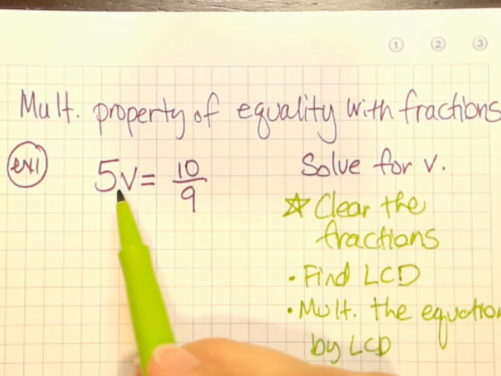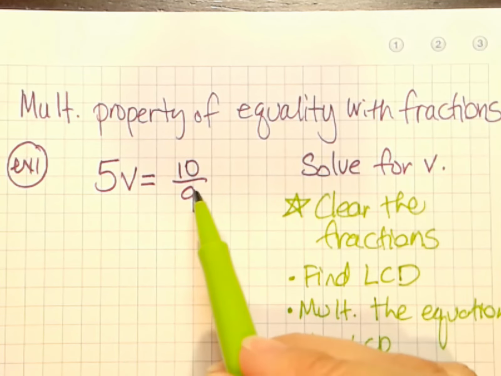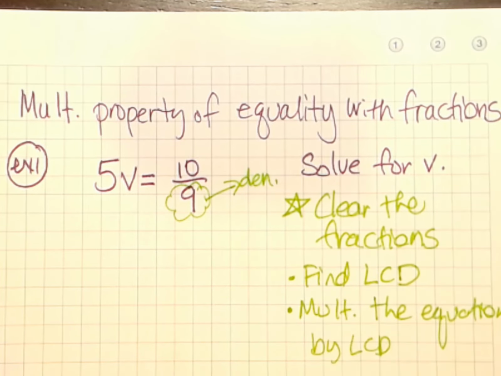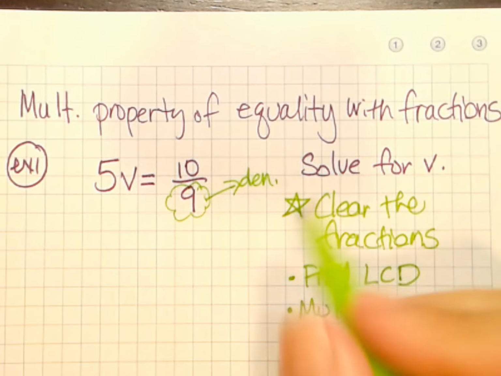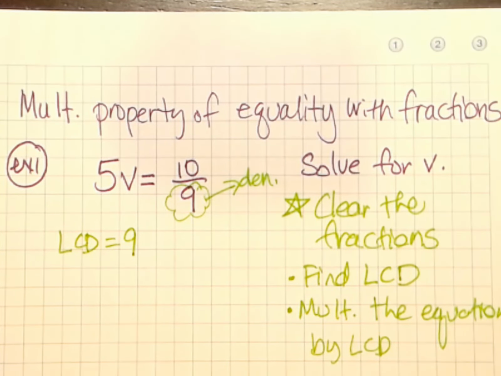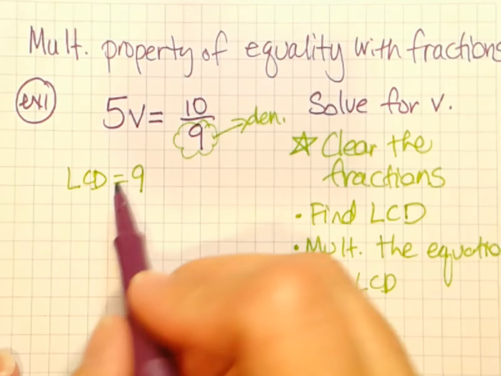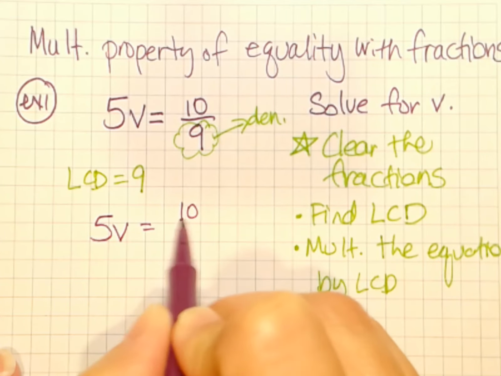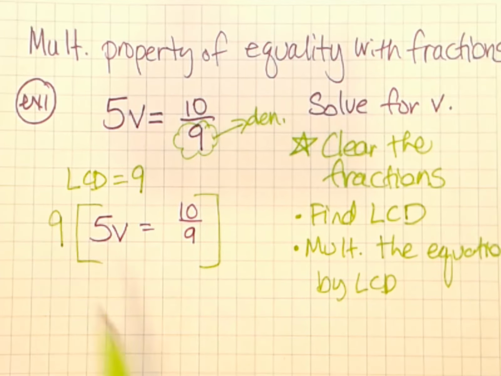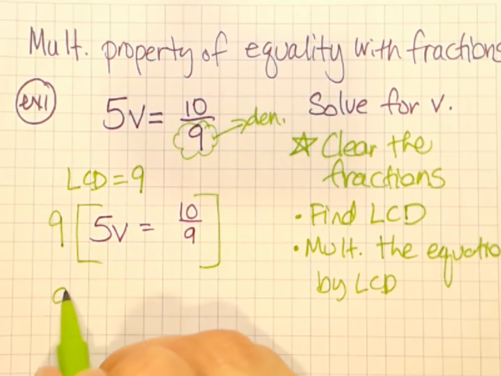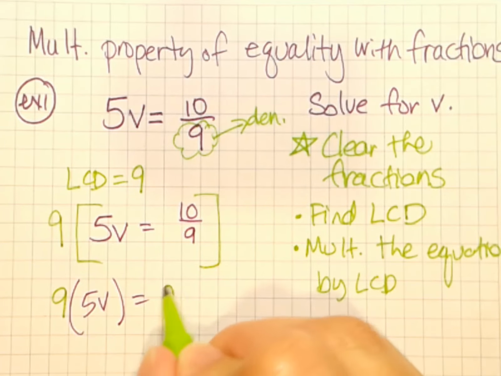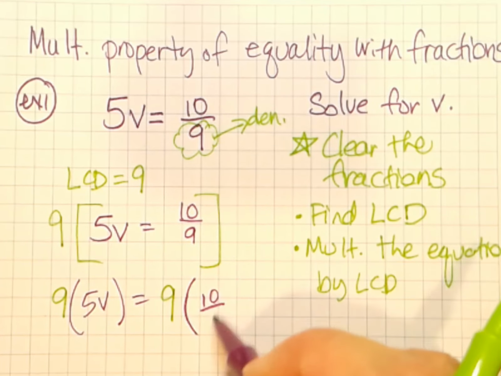So I look at my denominators in this problem. This is just a regular 5. This is a 10/9, so I know that the 9 is my denominator. That tells me that my least common denominator for this problem is going to be 9, because it's the only denominator that I have. So I'll take the original problem and I will multiply the equation by 9.